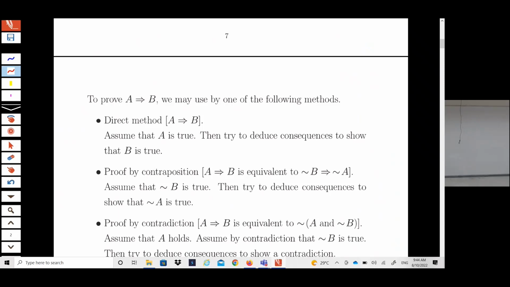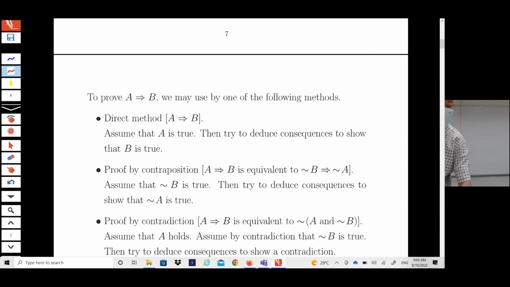But sometimes you will find that the direct method is not easy to use for some cases, right? Then we have another choice, which is what we call proof by contraposition. Because we know that A implies B is equivalent to not B implies not A, if we can prove that not B implies not A, then that means A implies B, by the equivalence of the two statements. This method is called proof by contraposition, because not B implies not A is the contraposition of A implies B.